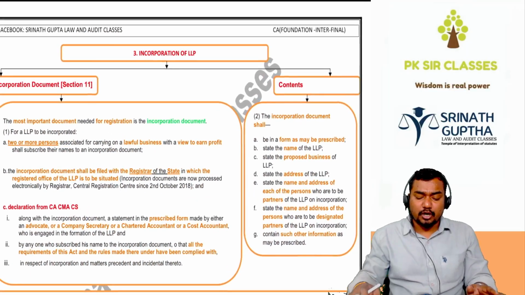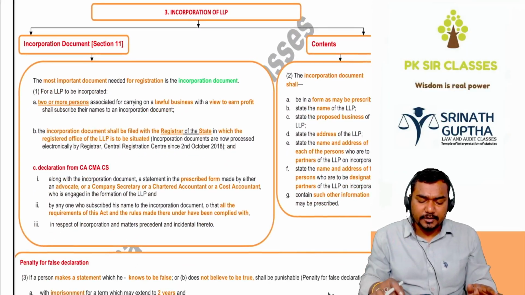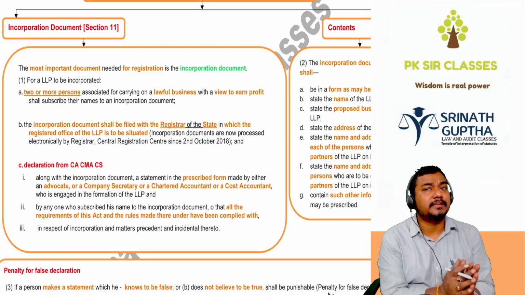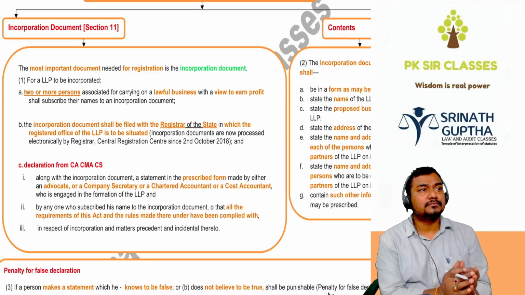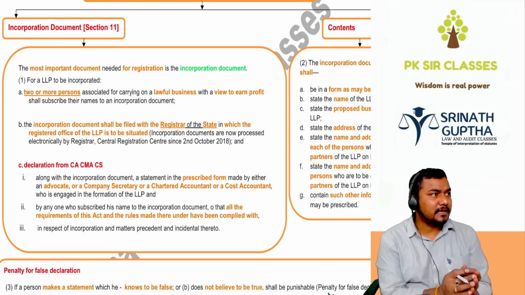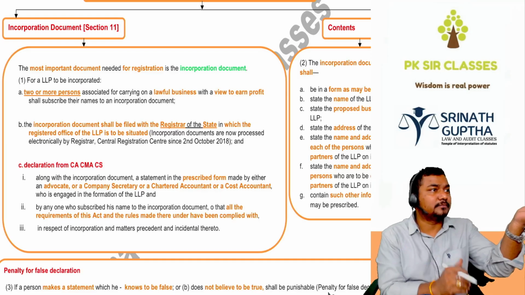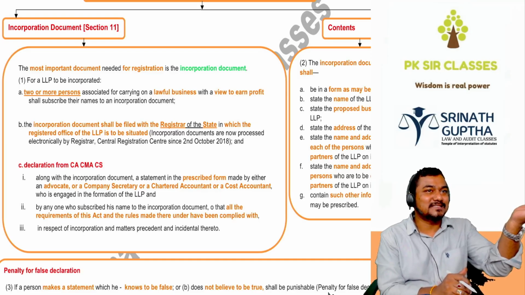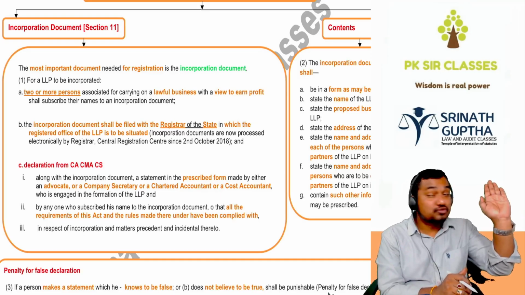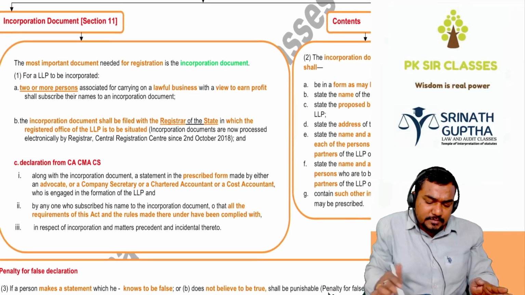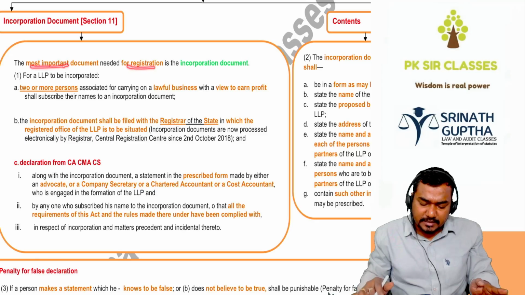Next, incorporation document. Which document, beta? Incorporation document means application to ROC for formation of the LLP. So we have to give application to ROC. We people want to form the LLP. Can you please allow us? Document. उसको बोलते हैं incorporation document. So it is the most important document for registration of the LLP.